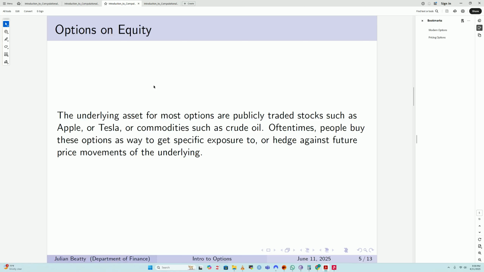The underlying asset for most options are usually publicly traded stocks such as Apple, Tesla, GameStop, or commodities such as crude oil. Oftentimes, people buy these options as a way to get specific exposure to or hedge against future price movements of the underlying.